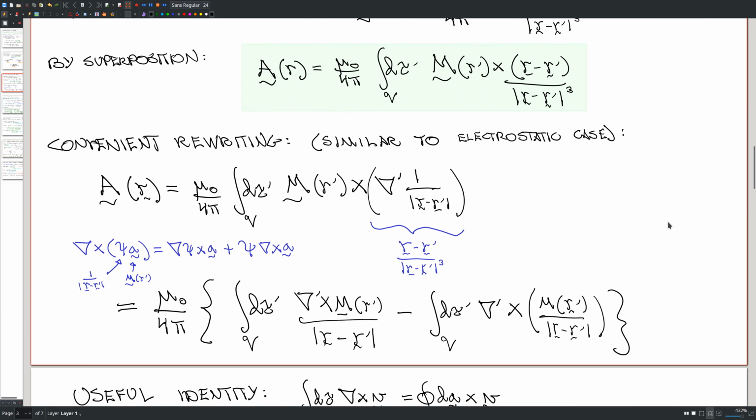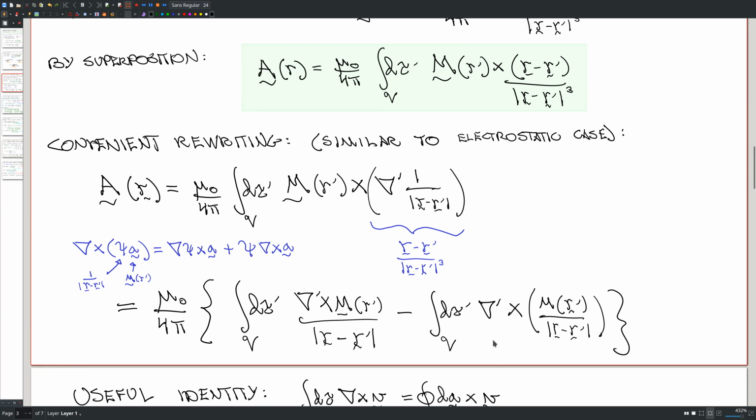We start by just rewriting this r over r cubed vector here as the gradient with respect to the source coordinates of the scalar 1 over distance. Okay, so I've just used this identity here to rewrite this. Now, what we do is a partial integration. So here we have a vector, curl another vector, but there's a derivative here. And what we can do is take this derivative out of the product here.